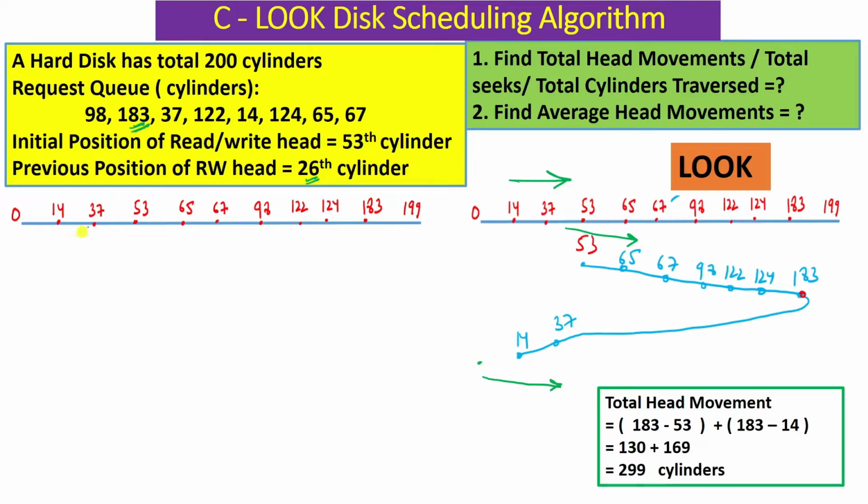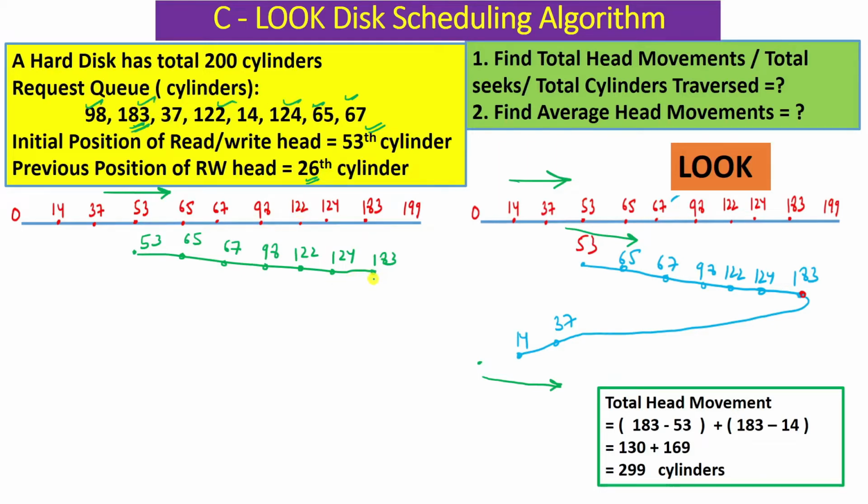Again, let's say we are moving from lower cylinder number to higher cylinder number. This is the direction of the read write head. The initial position, or current position, is 53, that is the read write head. We will complete all the requests till 183 as usual, as we did in the LOOK algorithm. So we completed 65, then 67, then 98, then 122, 124, and last is 183.